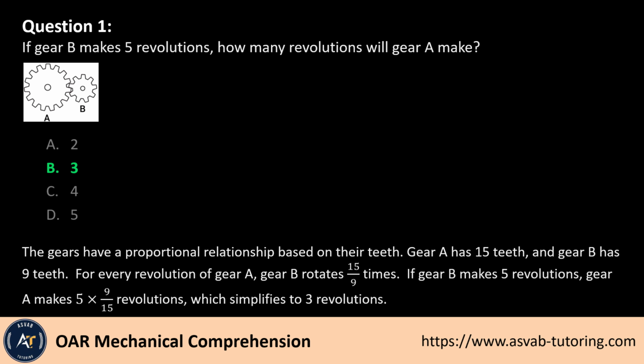The gears have a proportional relationship based on their teeth. Gear A has 15 teeth, and gear B has 9 teeth. For every revolution of gear A, gear B rotates 15 divided by 9 times. If gear B makes 5 revolutions, gear A makes 5 times 9 divided by 15 revolutions, which simplifies to 3 revolutions.